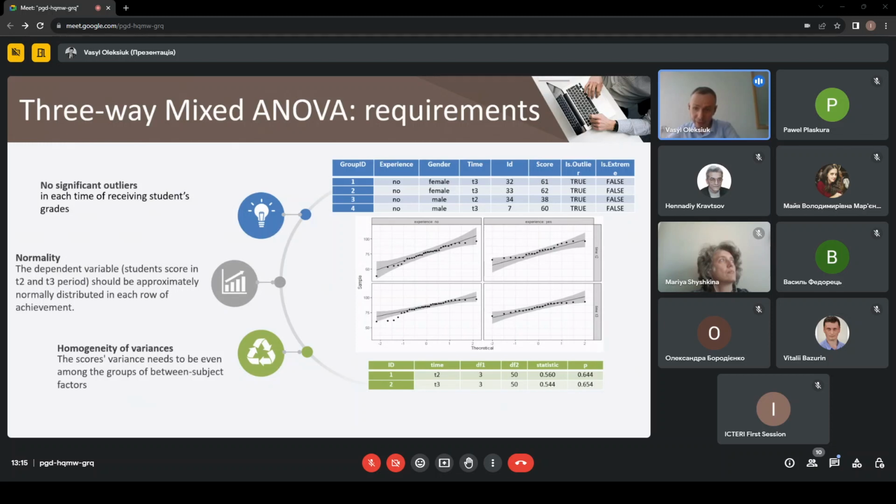The dependent variable, student score in the T2 and T3 periods, should be approximately normally distributed in each group of achievement. We have done this using the Shapiro test function and by building the normality plot, which is displayed on the slide. Homogeneity of variances: the score variance needs to be even among groups of between-subject factors. We used the Levene test function. The results are presented in the last table.